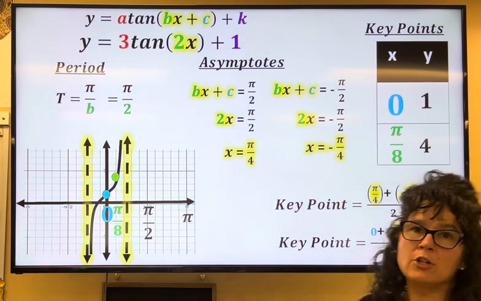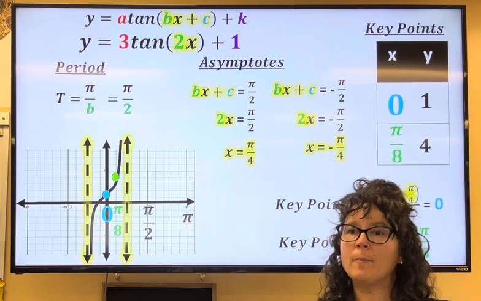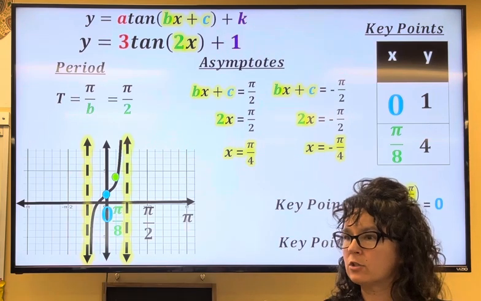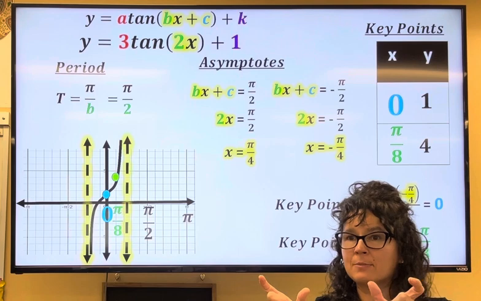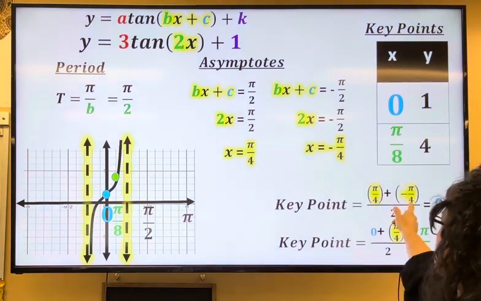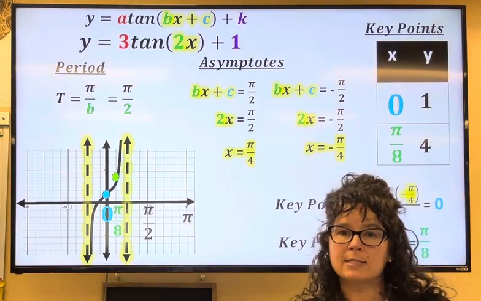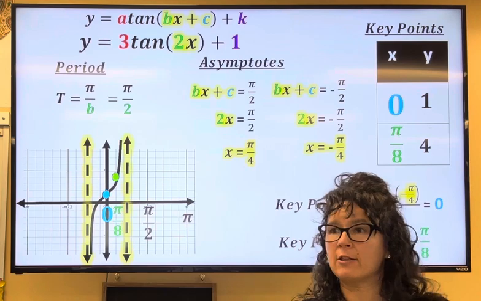For cotangent, you're going to use those same formulas, the ones for cotangent, but you go about it the exact same way. You'll take those equations to find the asymptotes, and then add the two asymptotes together, divide by 2 to find the center, and then substitute that number in to finish getting the key point.